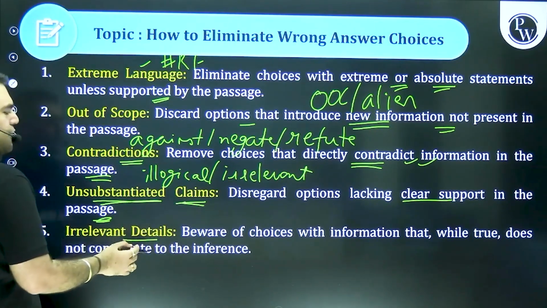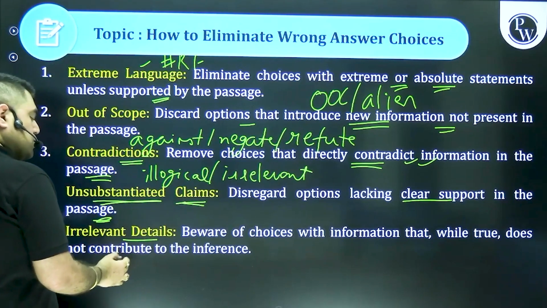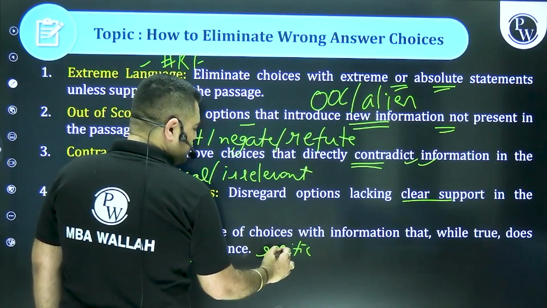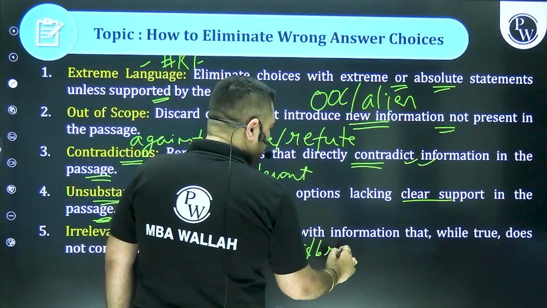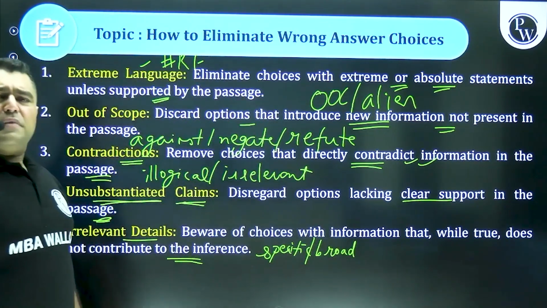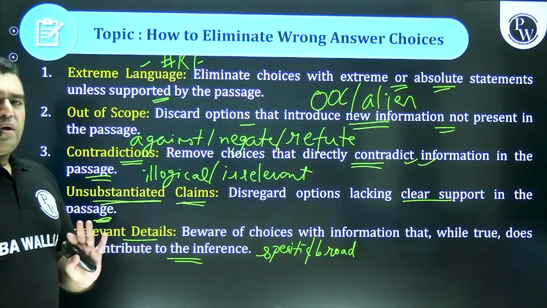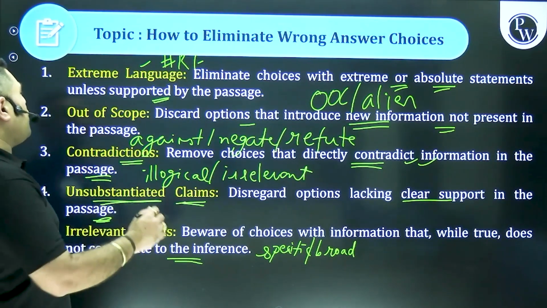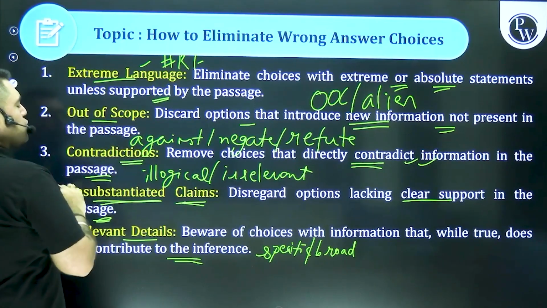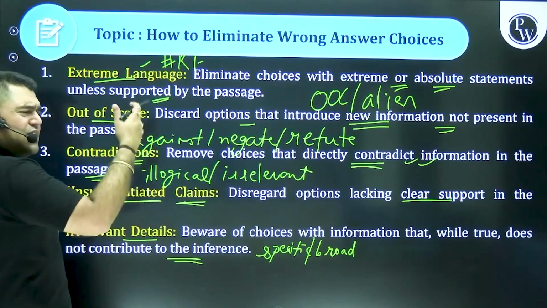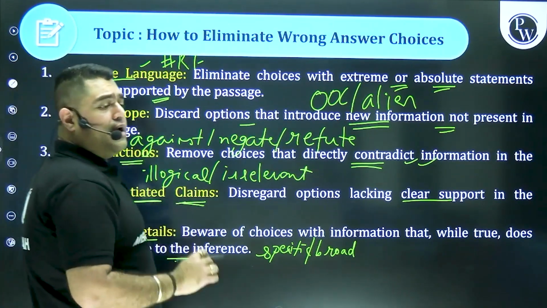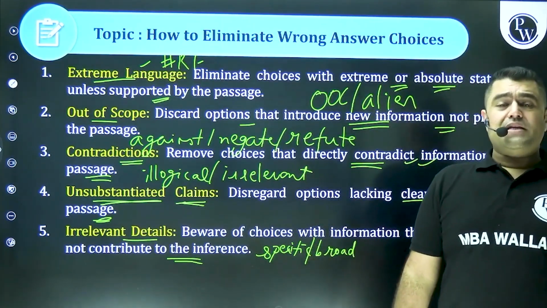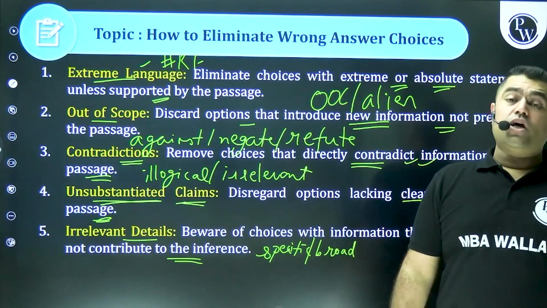And finally, irrelevant details. So choices with info that, while true, does not contribute to the inference. These could be too specific. These could be too broad, or they could be just generic. Matlab, they will never ever. So what I want you to do today, बेटा जब आप सॉल्व कर रहे हो, sit with this checklist in front of you and keep evaluating: are your options using extreme language, are they out of scope, are they going against the passage, are they making claims that are not even there in the passage, or are they simply irrelevant. It will make a lot of sense. Very powerful है, very good है, definitely useful है. ठीक है, can you please start doing this as a practice and something that is highly recommended.